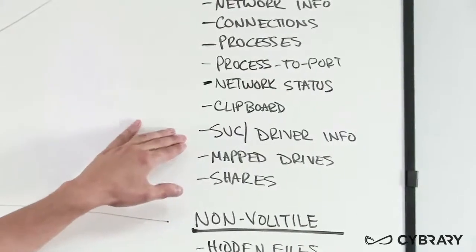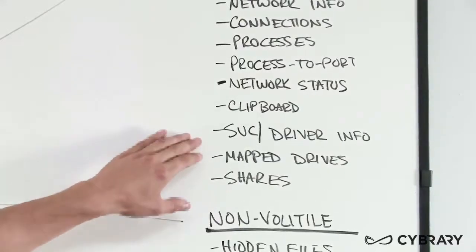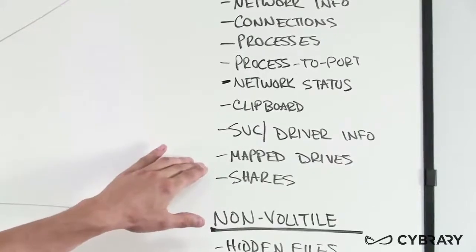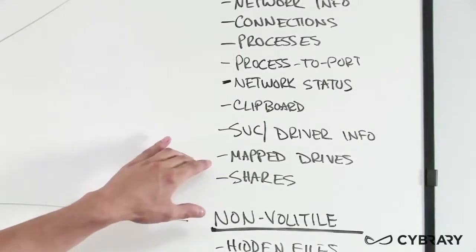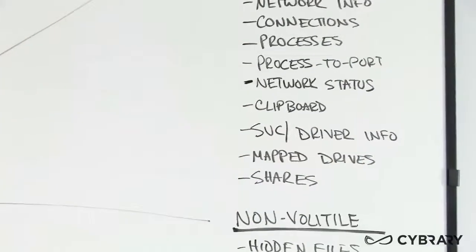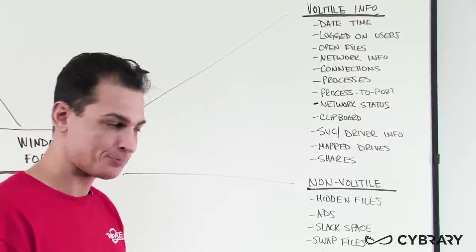Or what service or driver information actually stays static, or what is dynamic, right? How do you map drives each time as the computer starts up, logs in, logs out, versus permanent, right? Or how to look at shares. All of this stuff is likely to change at an instant's notice, which is why we call it volatile information.